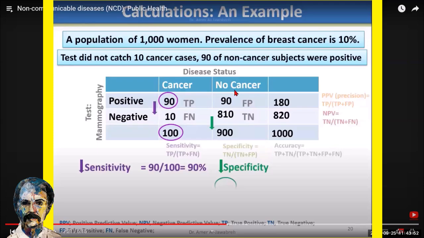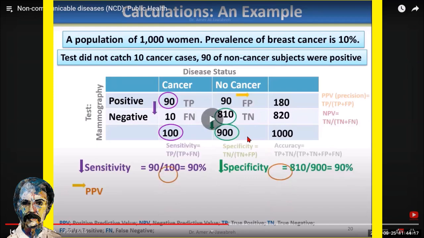So this is 90. Another vertical look is this. Healthy, no cancer, undiseased. If you remember the definition of specificity, we said that it deals with negativity. Which one is negative? This here, true negative. So we have this 810 over the total, 900. So it's true negative over false positive plus true negative. Okay, so it's going to be 90 and 90.